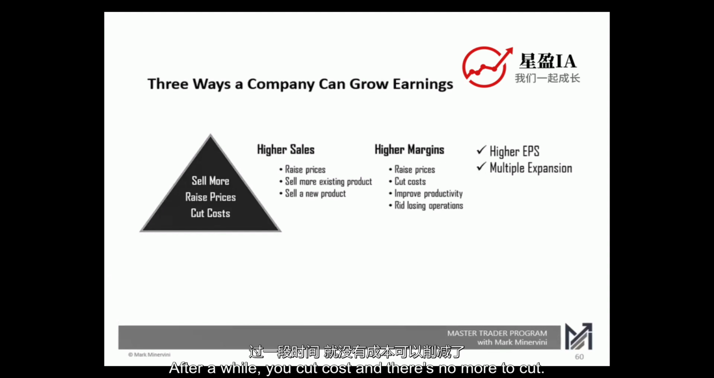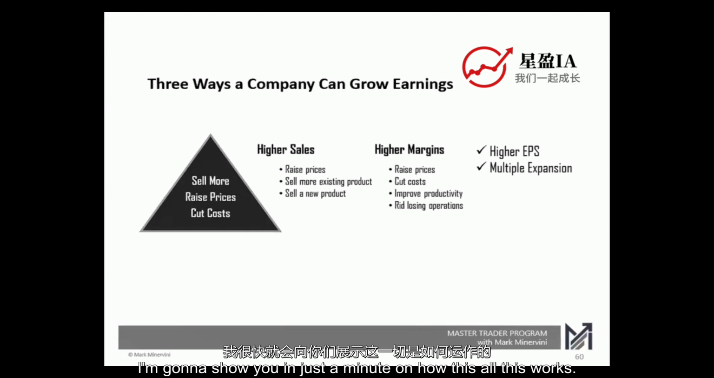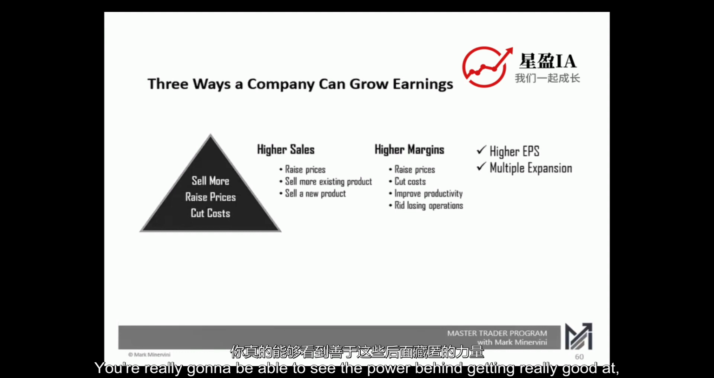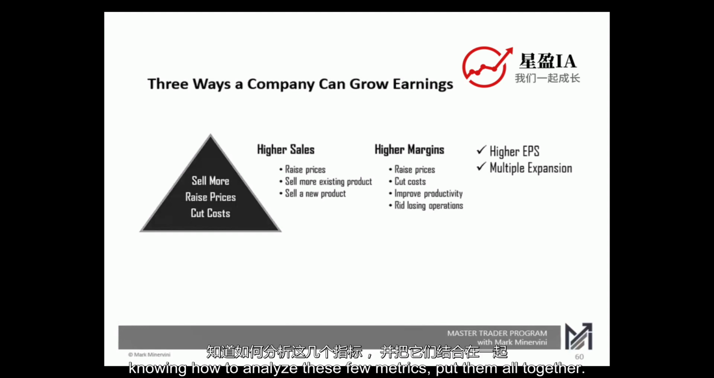After a while, you cut cost and there's no more to cut. You've got to grow the top line to grow earnings. So you're going to have to grow revenue. You're ridding losing operations, increasing productivity. All that's great. And when you combine that with the growth of the sales, this is where it gets very powerful. I'm going to show you in just a minute how all this works, and it's going to make a lot of sense to you, and you're really going to be able to see the power behind getting really good at knowing how to analyze these few metrics and put them all together.